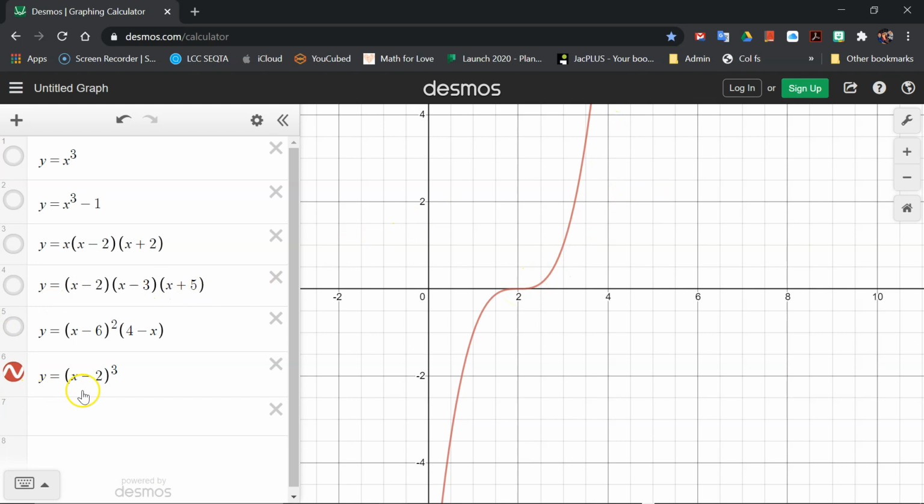So hopefully that helps you guys for today. If you have any questions, let me know. We're going to move on to quartic functions, which are polynomials of degree 4. So see you then.